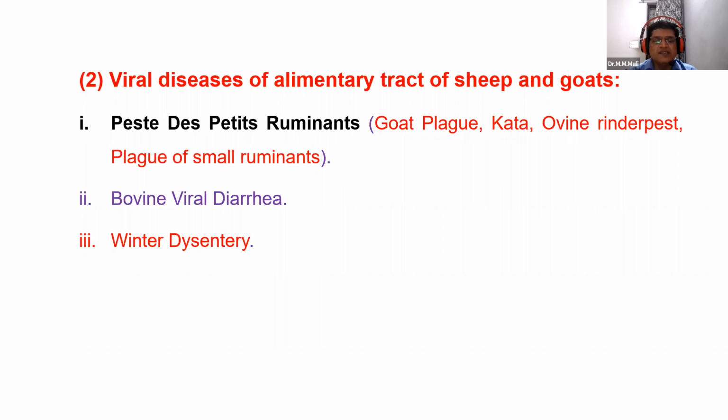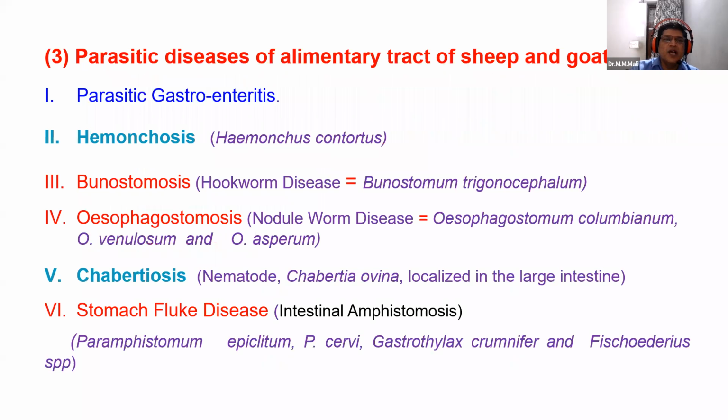Bovine viral diarrhea is thought to be a cause of diarrhea in bovines, but sheep and goats are still affected at the same percentage, and winter dysentery is supposed to be caused by some stress factor. Also, coronaviral infection has been reported for winter dysentery in sheep and goats. Among the parasitic diseases of the alimentary tract of sheep and goats, there is again a very long list.